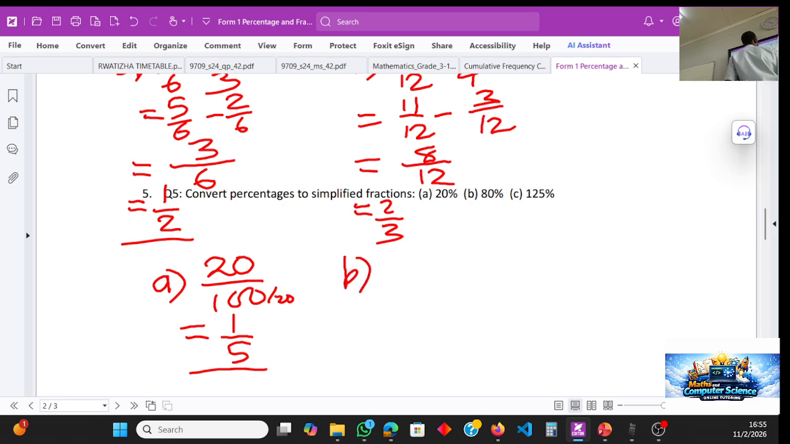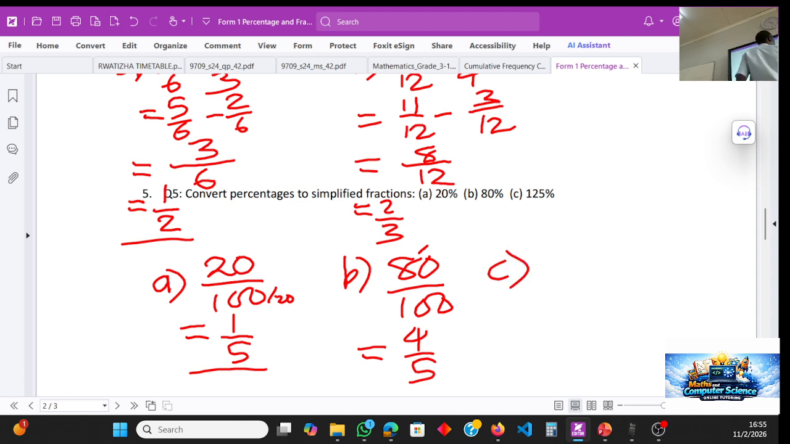Moving to the second one, which is 80%. If I say 80 over 100, that's converting a percentage to fractional form. And once again, 80 and 100, they are multiples of 20, implying that 20 becomes the biggest number which can divide both numerator and denominator without leaving a remainder. So if I divide my numerator 80 by 20, I get 4. Then I divide my denominator by 20, which is 100 divided by 20, I get 5.